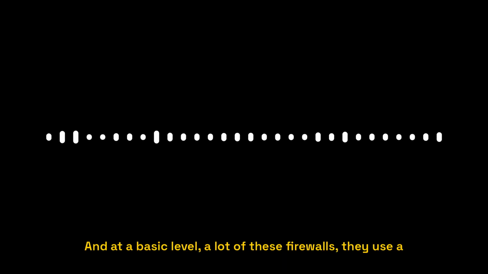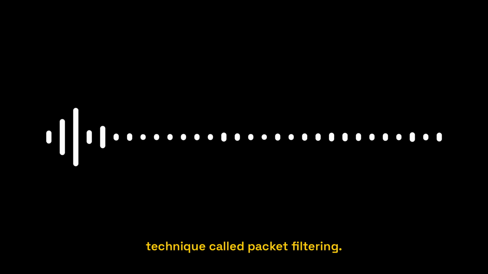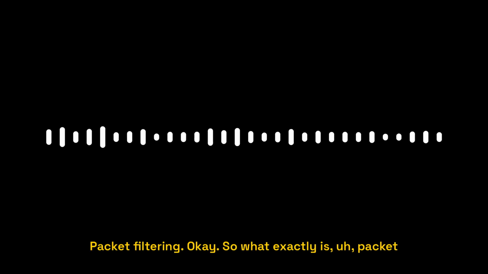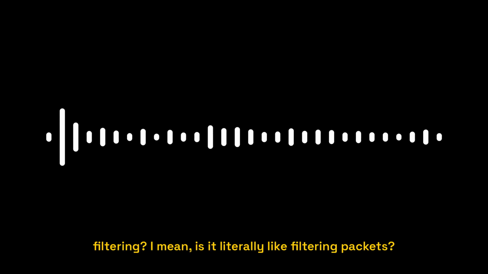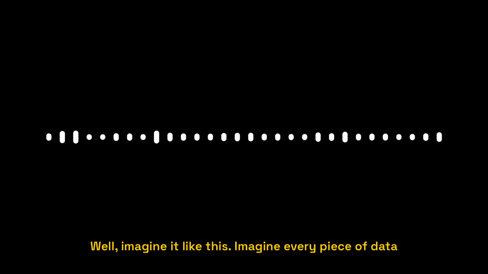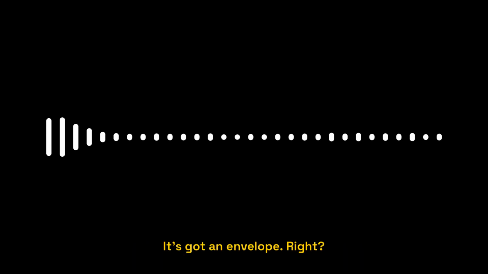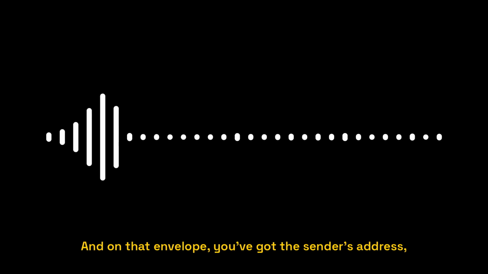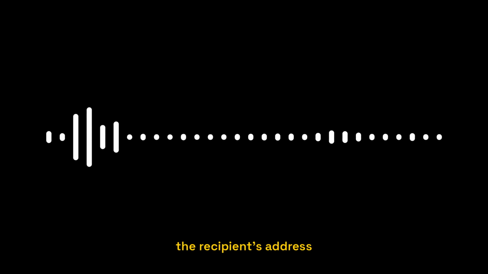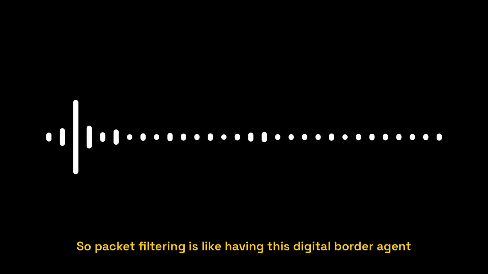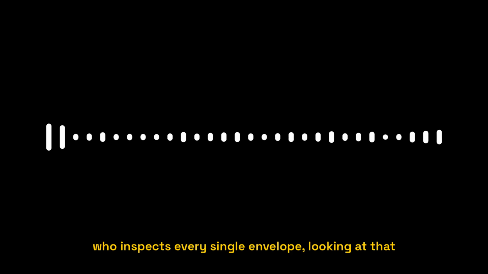And at a basic level, a lot of these firewalls use a technique called packet filtering. Okay, so what exactly is packet filtering? I mean, is it literally filtering packets? Well, imagine it like this. Imagine every piece of data traveling across the network is like a letter. It's got an envelope, right? And on that envelope, you've got the sender's address, the recipient's address, and maybe some other information. So packet filtering is like having a digital border agent who inspects every single envelope, looking at that basic information to decide whether to let it through or not.